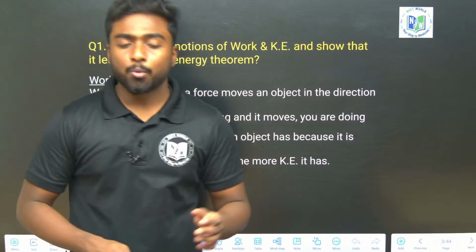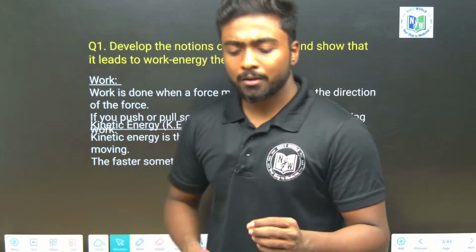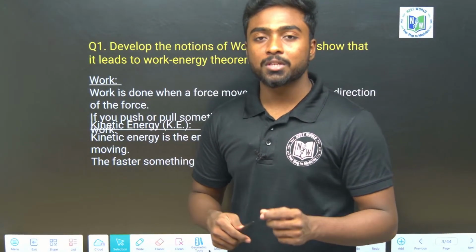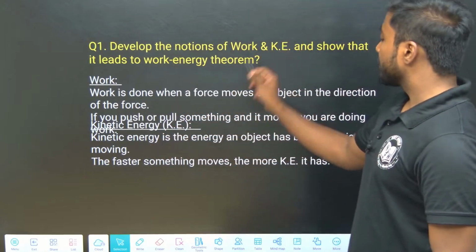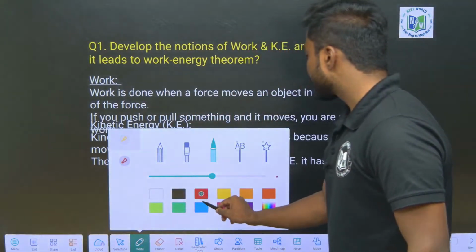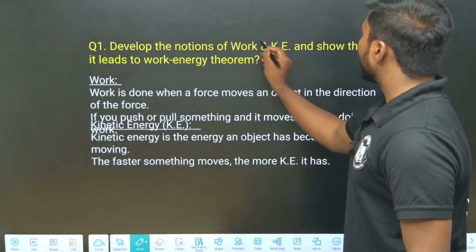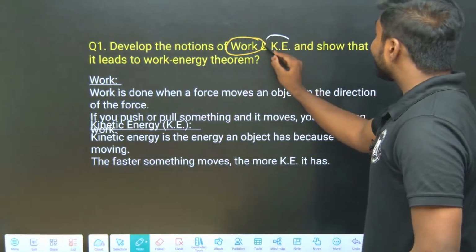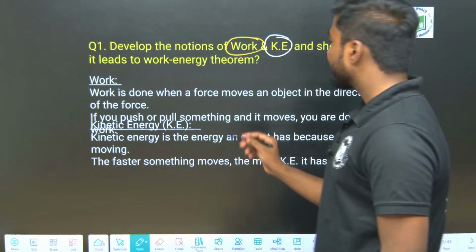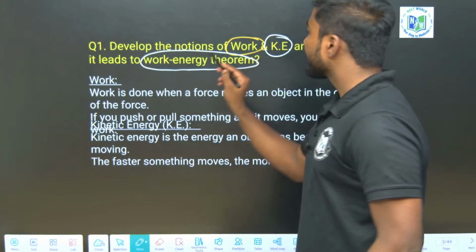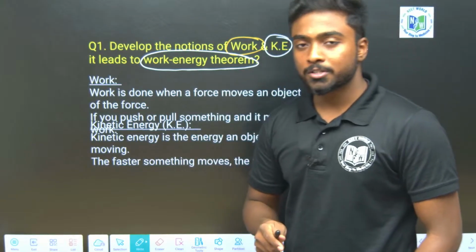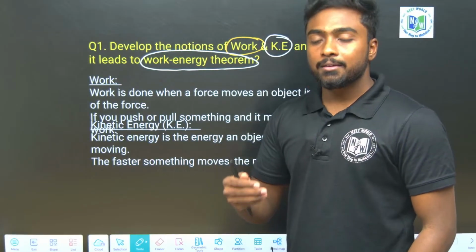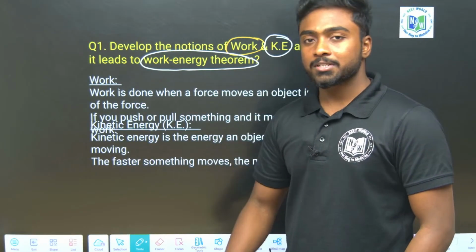When we are talking about any question, we should know the terminologies, the words used in the question. The first thing they have mentioned is work, then kinetic energy, and then the work energy theorem. So I need to know these three terminologies first, and if we know the definitions, I can easily analyze and write the answers properly.